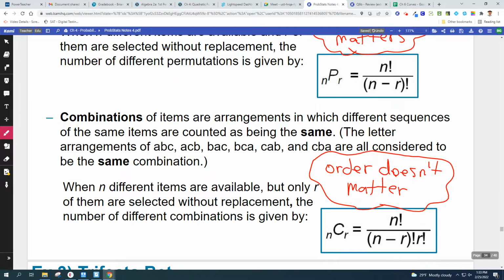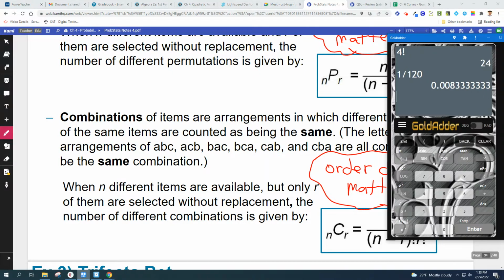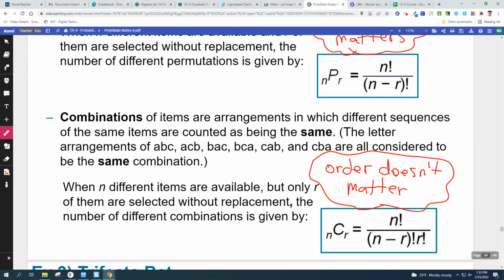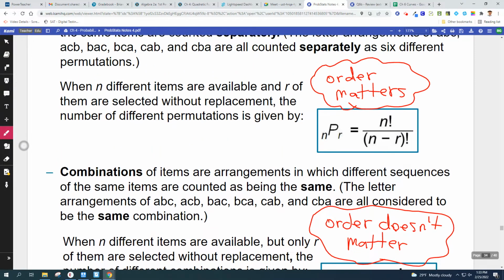So back in my day, we had to use this formula, and I don't know why they didn't want us to use the calculator, but I'm going to let you guys use that calculator. So find where NPR, NCR, find your permutations and combinations on your calculator. That's what we're going to use. If you don't use that, you can always fall back on these formulas. But these formulas are harder than they need to be, I think.